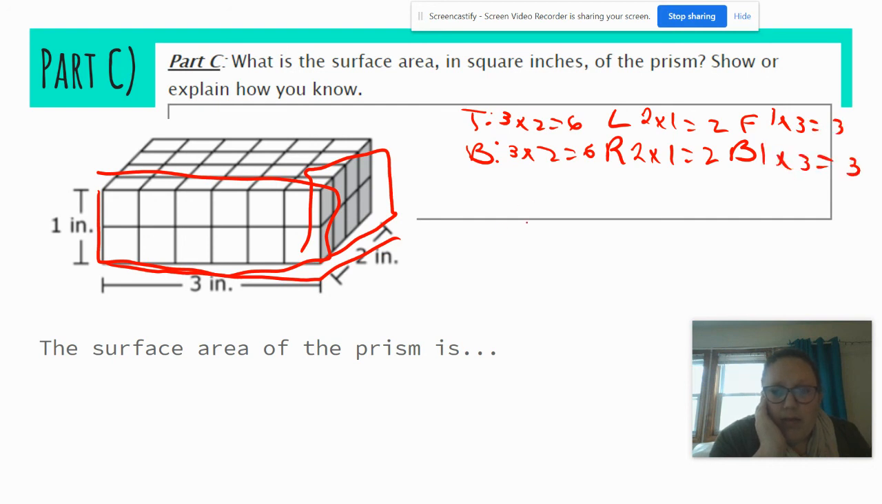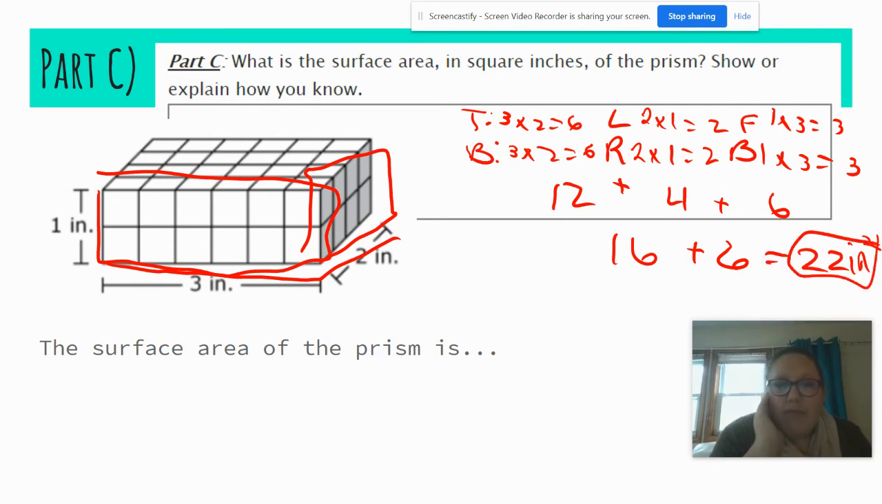All right, so 6 and 6 is 12, 2 and 2 is 4, 3 and 3 is 6. 12 and 4 is 16, plus 6 would be 22 inches squared. Remember, area is always squared. So then we go on to say this is because you find the area of each side and add them together. The area of the top and bottom are each 3 inches by 2 inches. Left and right are each 2 inches by 1 inch, and so on. Again, I'm not going to write out the full statement, but that's what you should be writing.